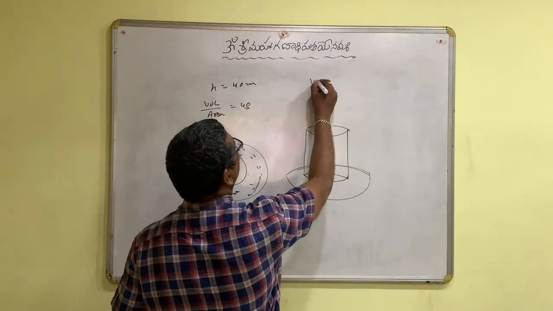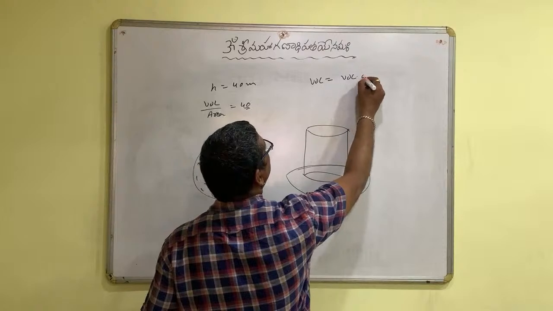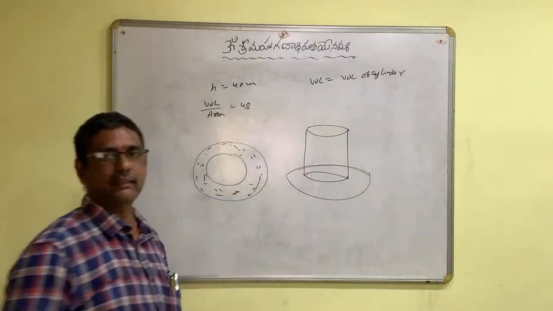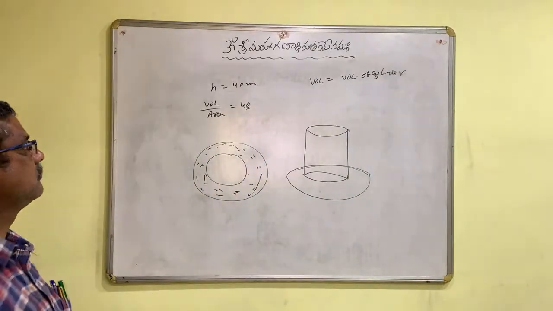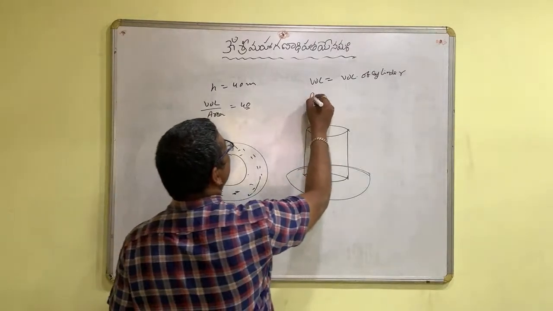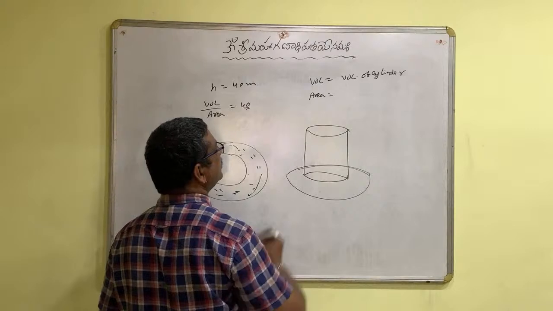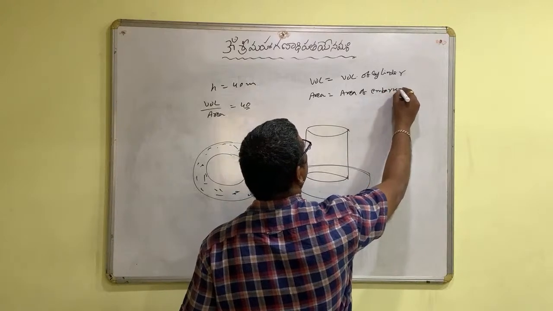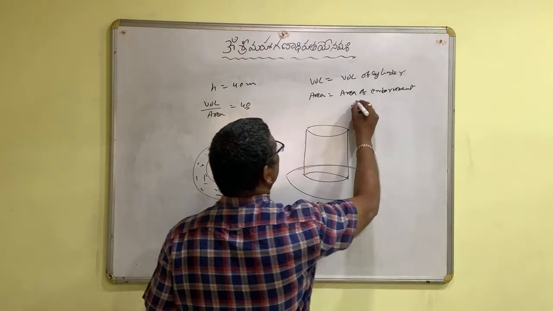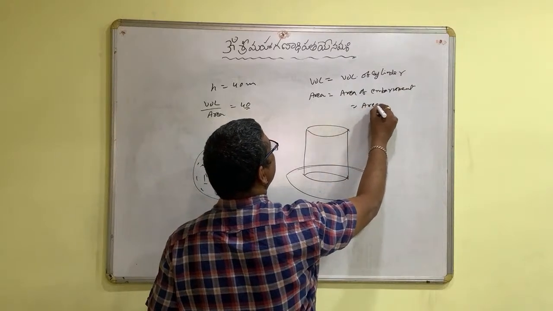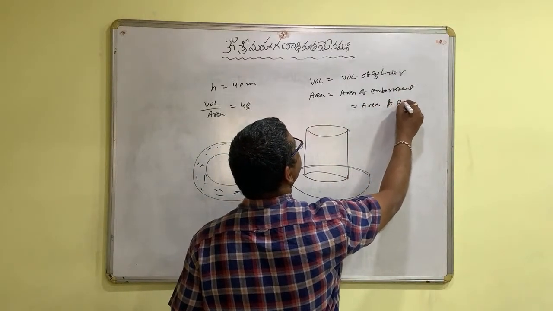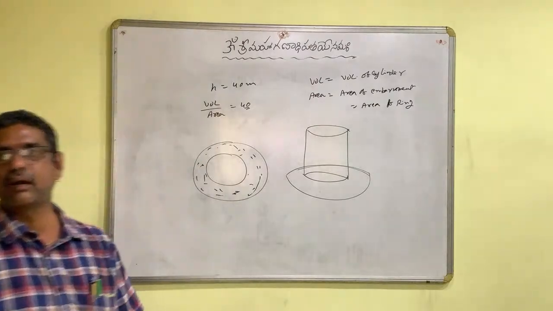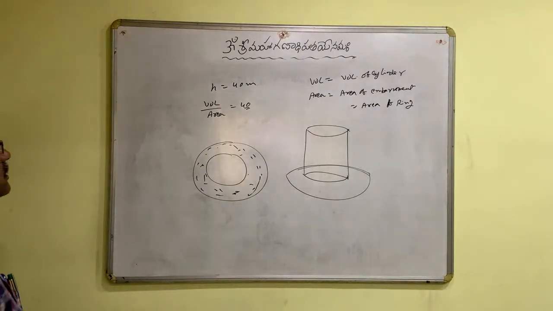వాల్యూమ్ ఏమిటి ఇక్కడ? What is volume? వాల్యూమ్ ఆఫ్ సిలిండర్. ఇది కొంచెం హైయర్ ఆర్డర్ క్వశ్చన్, జాగ్రత్తగా అర్థం చేసుకోండి. What is volume? Volume of cylinder. Then area is nothing but area of embankment. Area of embankment is nothing but area of ring, which is pi capital R square minus small r square.